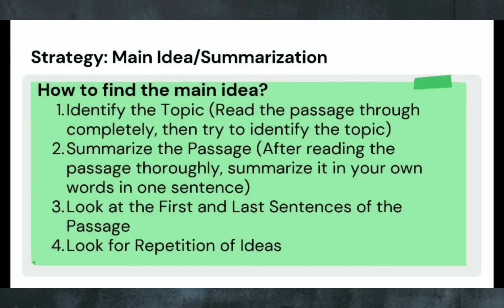It is as simple as these four steps. Step 1. Identify the topic. That is, you have to read the passage through completely, then try to identify the topic. Step 2. Summarize the passage. That is, after reading the passage thoroughly, summarize it in your own words in one sentence. It's like retelling. Step 3. Look at the first and last sentences of the passage. And finally, Step 4. Look for repetition of ideas.